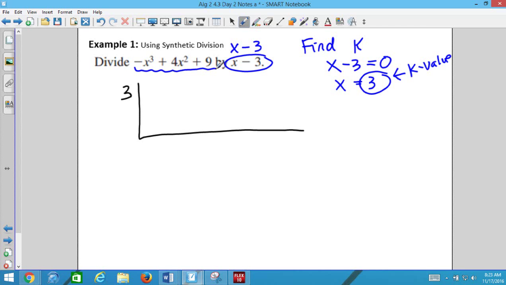So the very first coefficient, what's our leading coefficient? -1. That's x cubed. Our x squared is 4. What's our x? 0. All right, that one's missing, so you have to put that 0 there, just like you did for long division. And then our last coefficient, the constant by itself, is 9. Then I have a space underneath these numbers, so when you're copying this down, just know that there's going to be a space underneath here where we're going to put some stuff. So that's how you set it up: you put your k value, vertical line, horizontal line, coefficients.